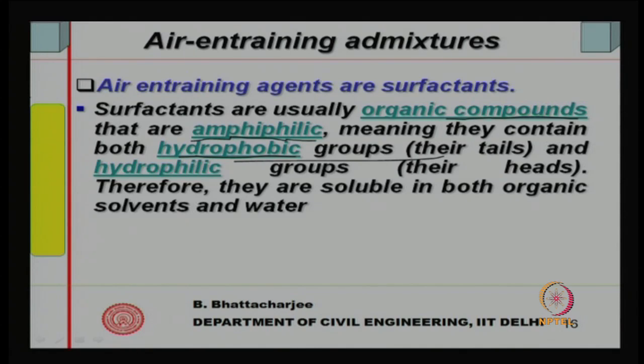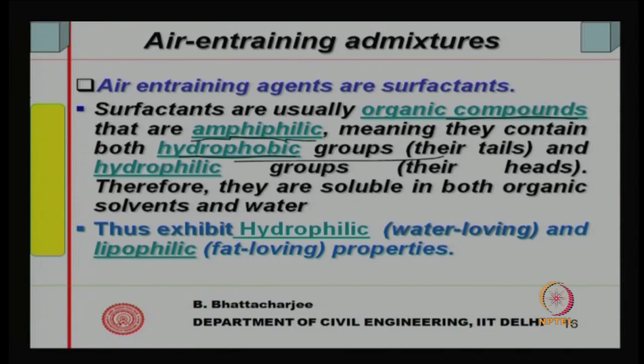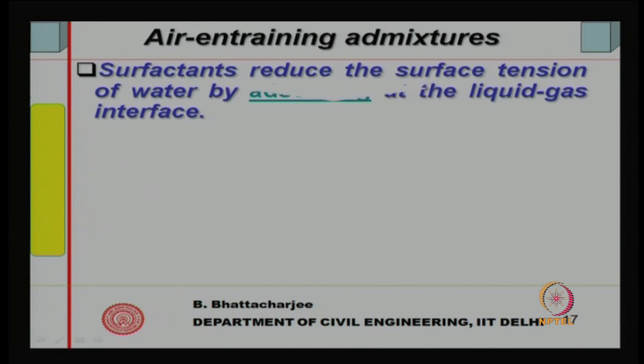So, the tails are hydrophobic and the head is hydrophilic, in a kind of chain. On one side they have molecules which can attract water, on the other side molecules which can reject water. Thus, they exhibit hydrophilic, water loving, and lipophilic, fat loving properties. So, the hydrophobic group in some of them shows lipophilic or fat loving properties. So, these are the two things.